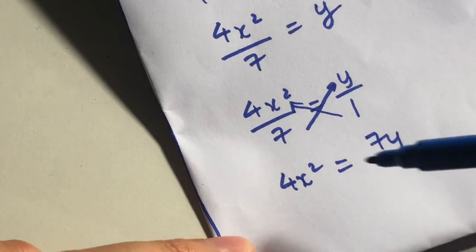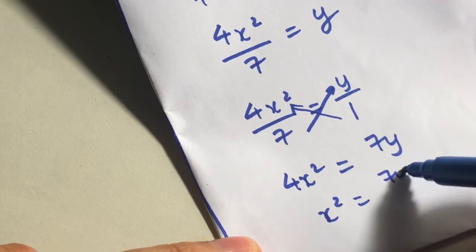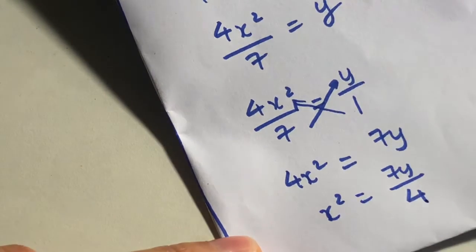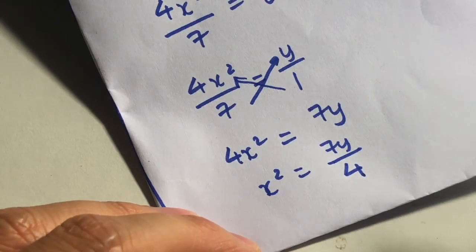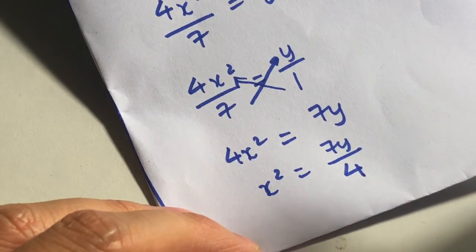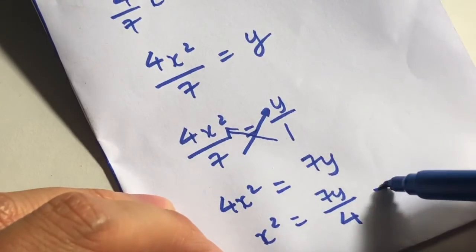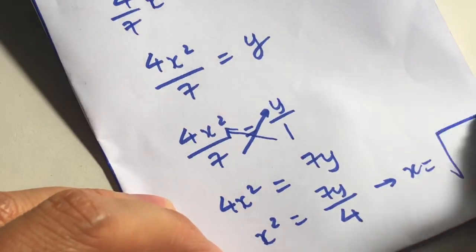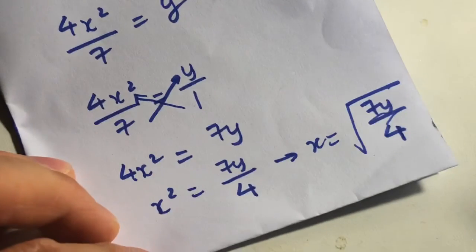I need to isolate the x squared. So I got x squared is 7y divided by 4. Here we go. All right, the last step is just to find x. I've got x squared, and to find x, the opposite of x squared is square root. So x is going to be the square root of 7y over 4. All right, here we go.